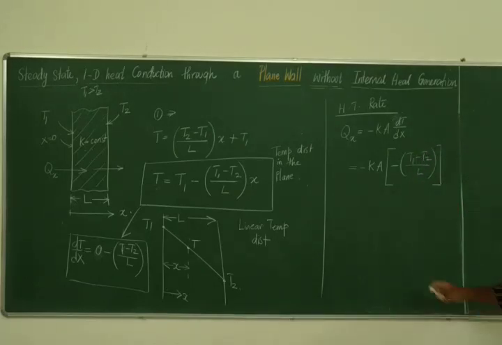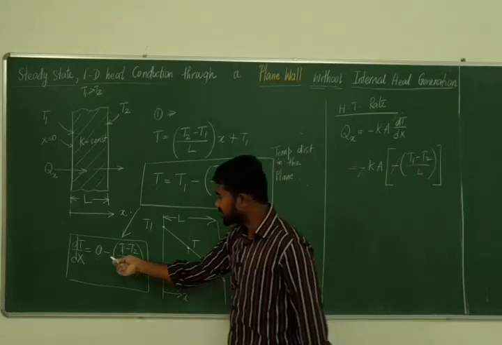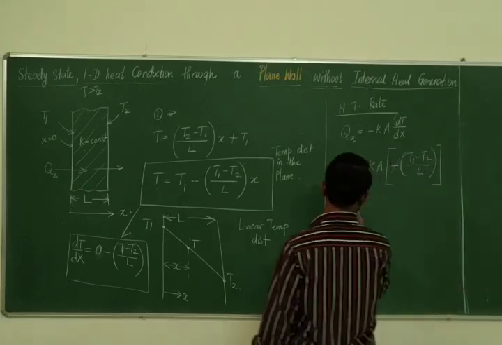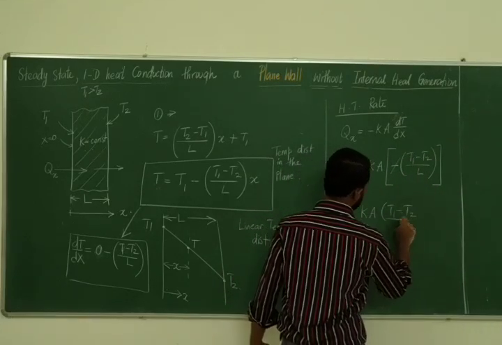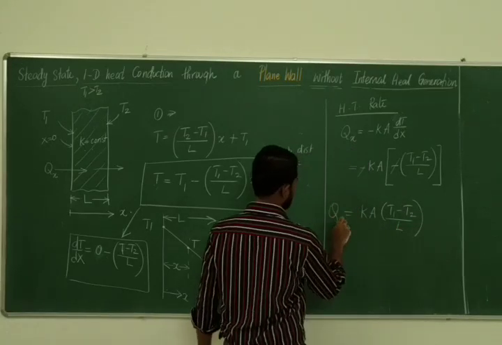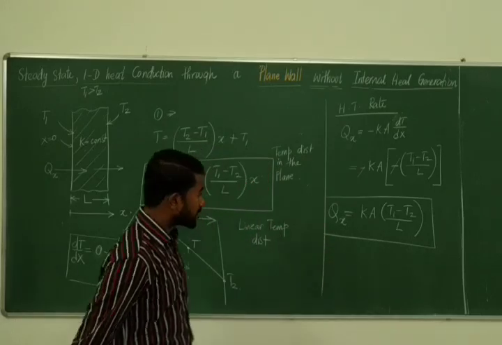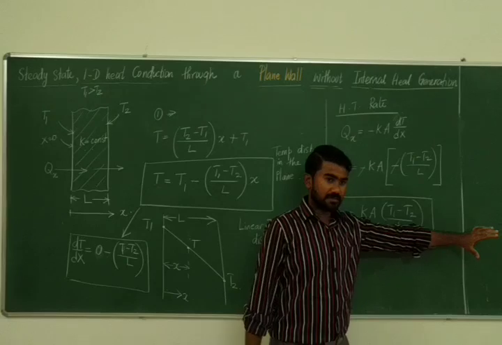Is this clear? Now this minus and that minus in the Fourier law will cancel. In dT by dx there is a minus. In Fourier law there is another minus. They will cancel away. And you get kA (T1 minus T2) divided by L. That is the formula for heat transfer through a plane wall. If there is a plane wall, then this will be the amount of heat transferred through the plane wall.